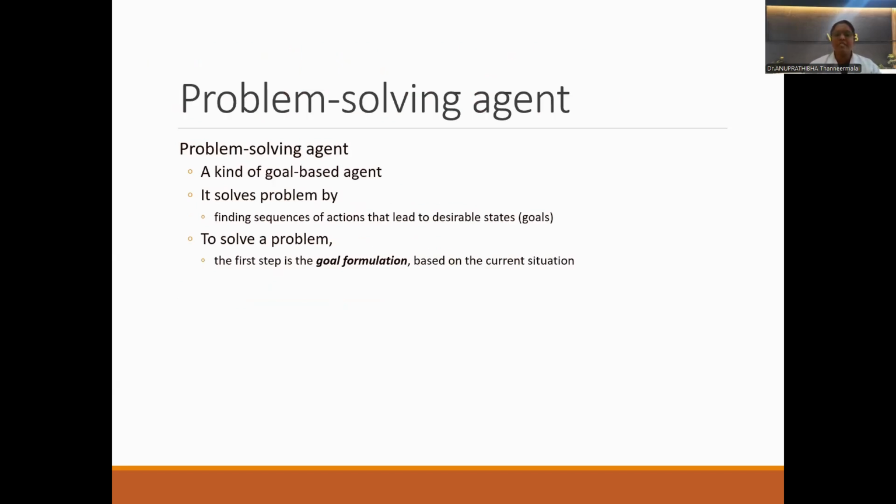So here, a goal-based agent solves a problem by finding a sequence of actions that lead to desirable states. To solve a problem, the first step is the goal formulation based on the current situation. For example, if you are at some airport at a source place, and you want to reach some destination point, then you need the correct path, in an optimal, efficient and effective manner, so that you reach the destination point in less time. So the path cost as well as the search time should be very low. That is what is considered a good analysis.